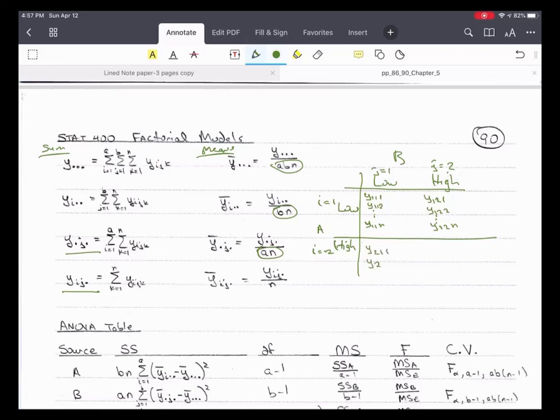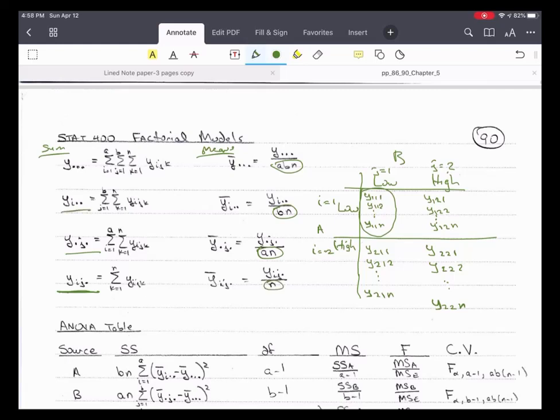And then for the high level here, I'd have y211, y212, y21n. And here we'd have y221, y222 down to y22n. All right? And so I hope that by writing this out a little bit, this helps you visualize. So if I was looking at i1, j1, I'm looking at this cell, and I would add up those values to get this sum of yij dot, and then there's n in that cell, so I would divide by n.